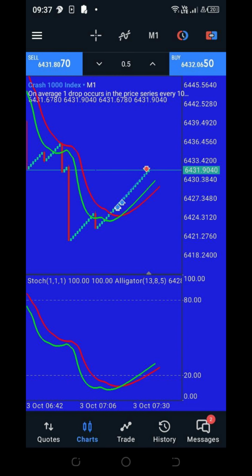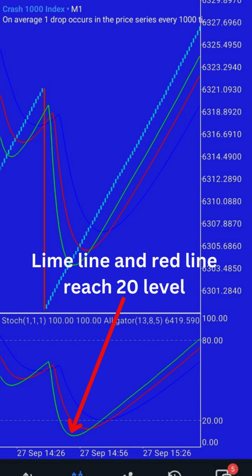How to trade the strategy, crash index. Now, let's talk about crash, where we're looking to buy. Here's the conditions. 1. Wait for the lime and red lines on the stochastic oscillator to reach the oversold level below the 20 level.